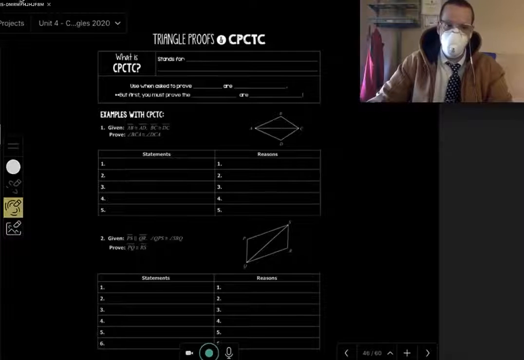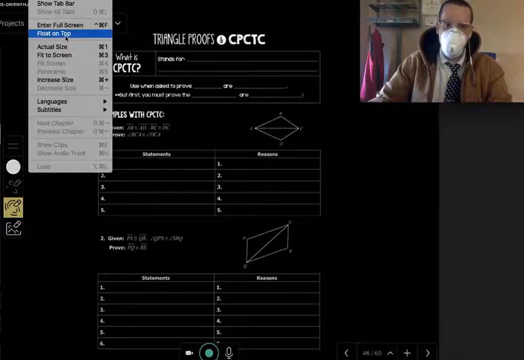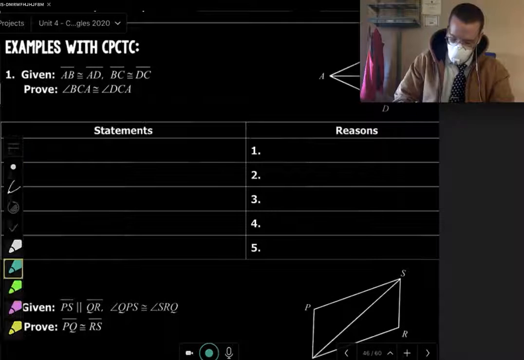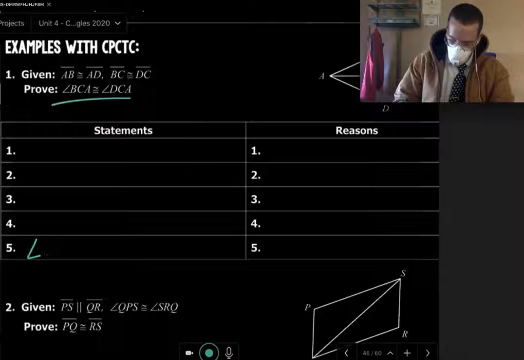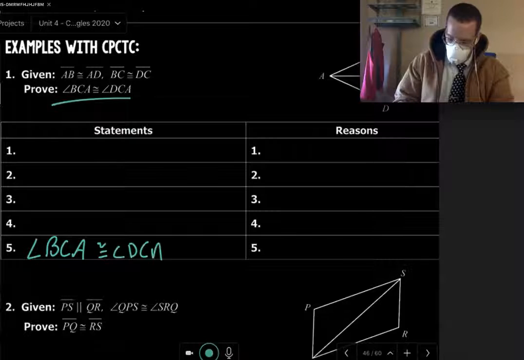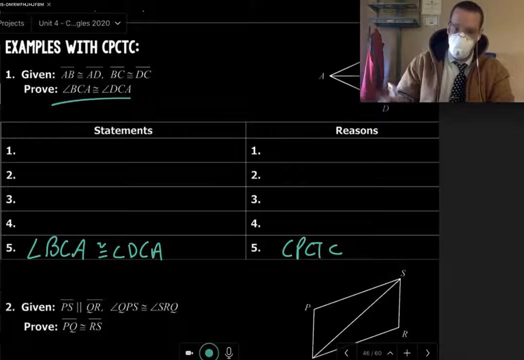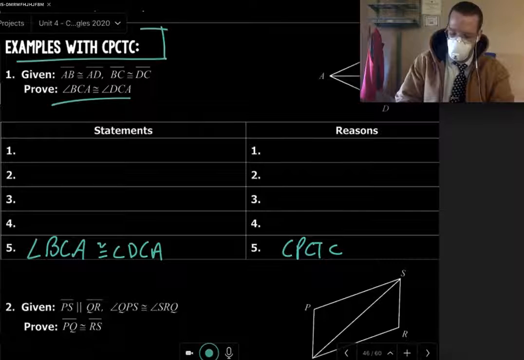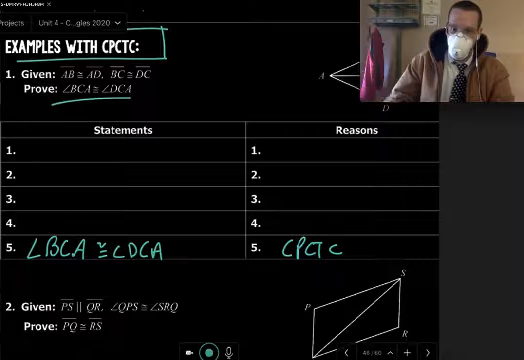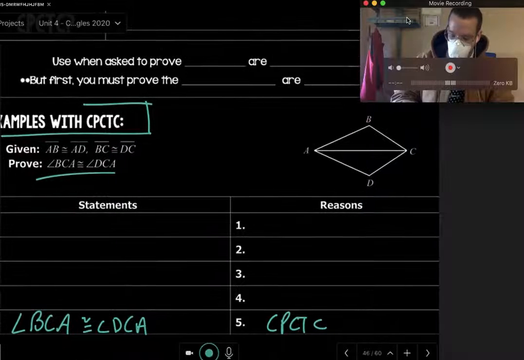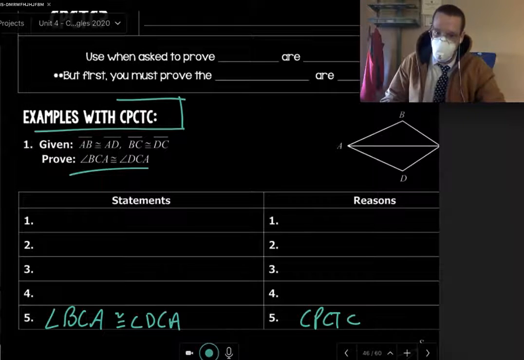So let's see. Here we have our first one. Okay, so what do we want to do? We want to prove that these two angles are the same. We want to prove that angle BCA is congruent to angle DCA. And we're going to prove this by CPCTC. Whenever you have two triangles that are the same, and you need to prove that the pieces of the triangle are the same, you have to use CPCTC to get there.